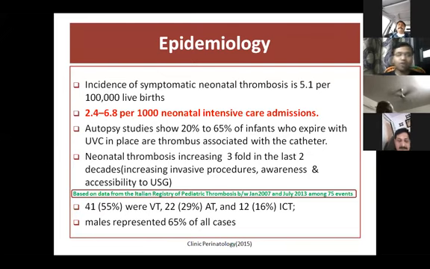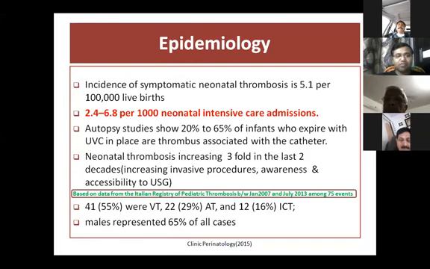Again, as I told, this is like a tip of the iceberg, because in autopsies done with UVC or UAC in situ during the death, almost 20 to 65% with an in situ catheter had thrombosis. And we are seeing almost a 3-fold increase in thrombosis. Why? Because more critical babies are being admitted in the ICUs with more invasive procedures, awareness is increasing, and very importantly, ultrasonography is very accessible.